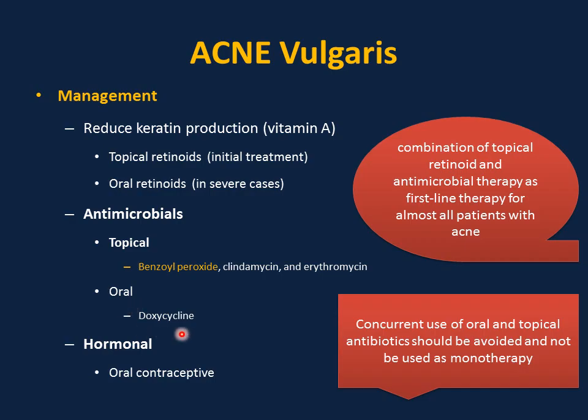Oral doxycycline, for example in severe cases like papulopustular type, where there is pustules or infected nodules, is very important to use oral antibiotic to decrease the severity and speed the recovery of the condition. Hormonal treatment in female adolescents can be helpful. Very important not to use oral and topical antibiotics together, should be avoided. Do not use oral and topical antibiotic at the same time.